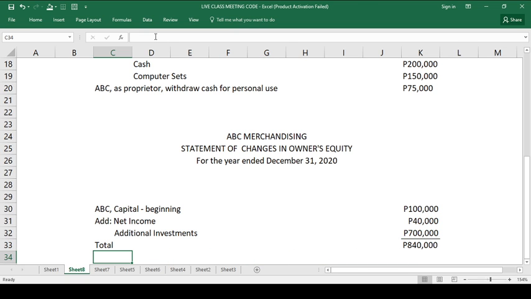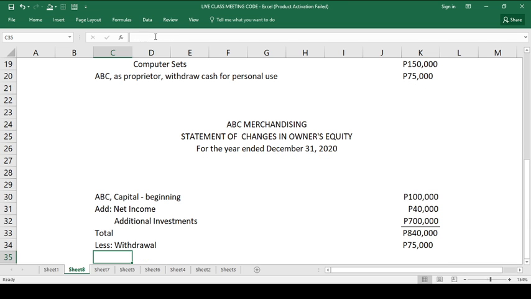And then we need to deduct any withdrawals made by the proprietor, provided that the proprietor withdrew cash for his personal use amounting to 75,000 pesos. So we need to deduct that 75,000 from the 840,000 we computed. So, withdrawal of the owner, or simply withdrawal, of around 75,000 pesos. So that's it.